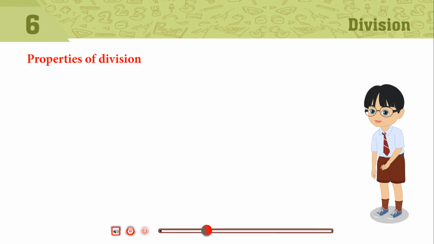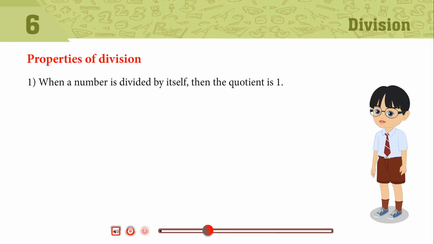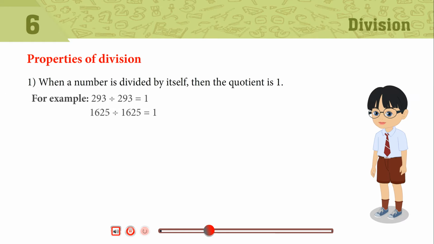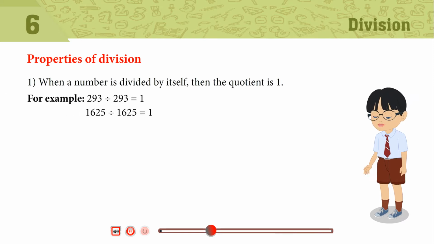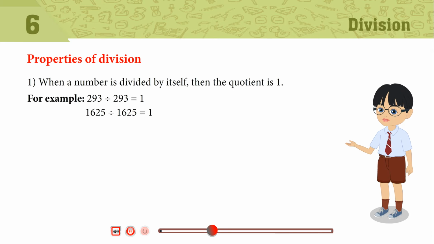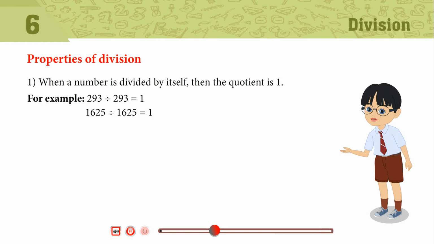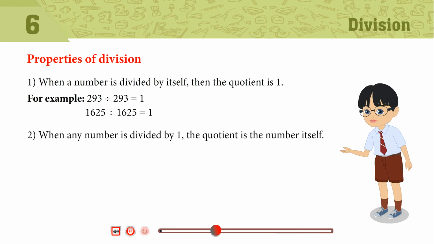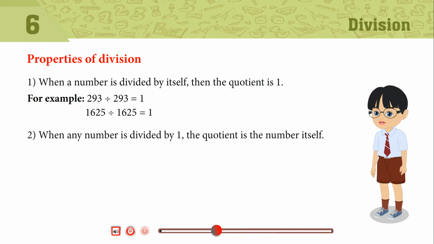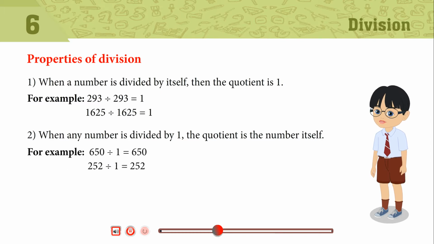Properties of division. When a number is divided by itself, then the quotient is 1. For example, 293 divided by 293 is equal to 1. 1625 divided by 1625 is equal to 1. When any number is divided by 1, the quotient is the number itself. For example, 650 divided by 1 is equal to 650. 252 divided by 1 is equal to 252.